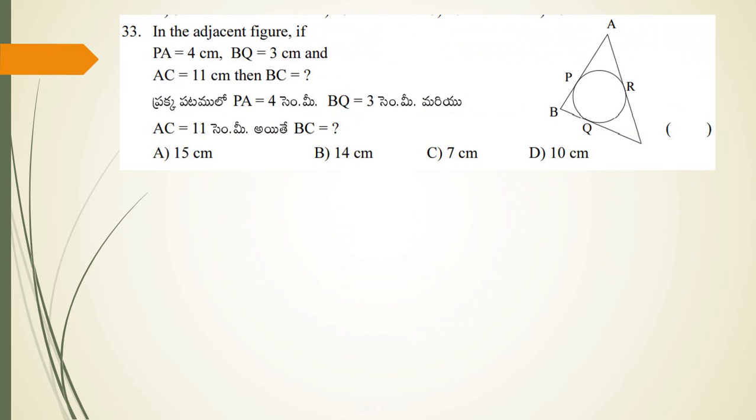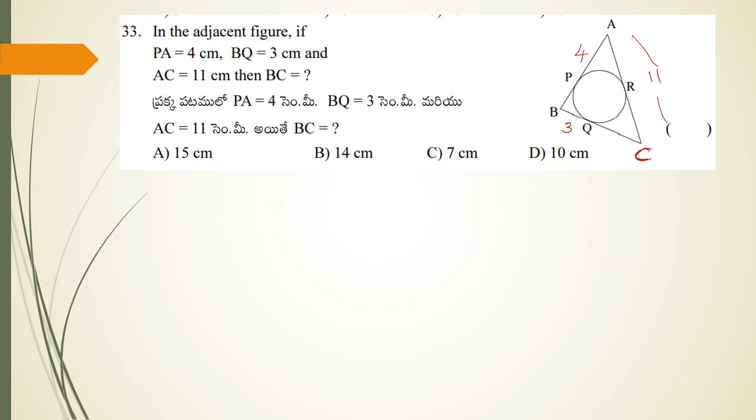Next, moving on to question number 33. What has he given? PA is equal to 3 centimeters. Sorry, here he has given 4 centimeters. So PA is equal to 4 centimeters. BQ is equal to 3 centimeters. AC is equal to, so this is C, AC is equal to 11 centimeters. So this total length is 11 centimeters.